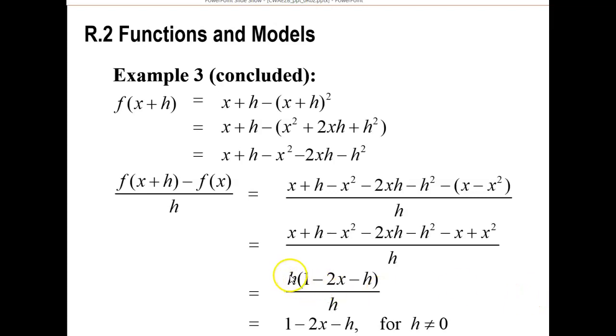And then when this h is factored out, these h's cancel, leaving 1 minus 2x minus h. And the stipulation here is that h cannot equal 0 because it's in the denominator. You can't have a 0 in your denominator. Okay, so here there is a step here that I probably would not have skipped, that you would have h minus 2xh minus h squared, right? Then the h would have factored out from there.